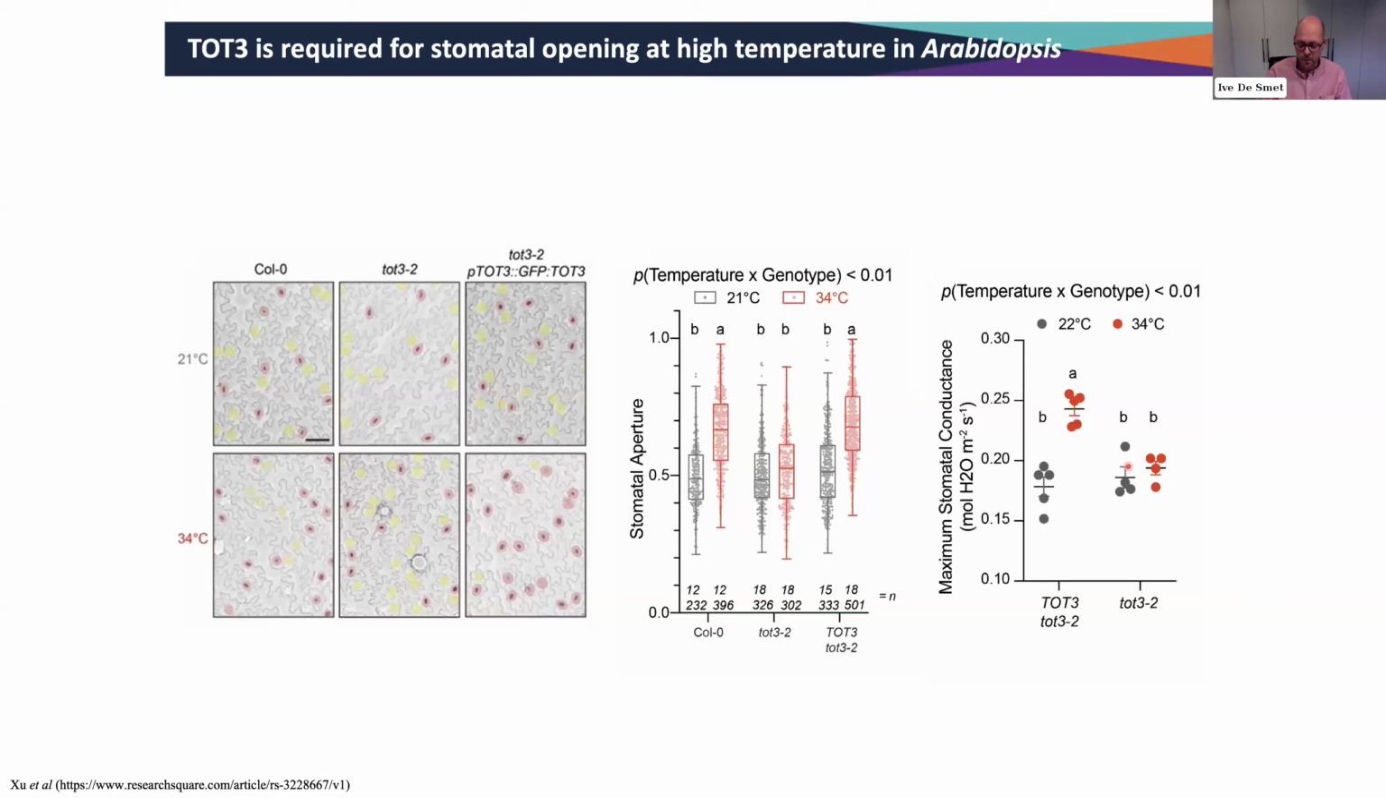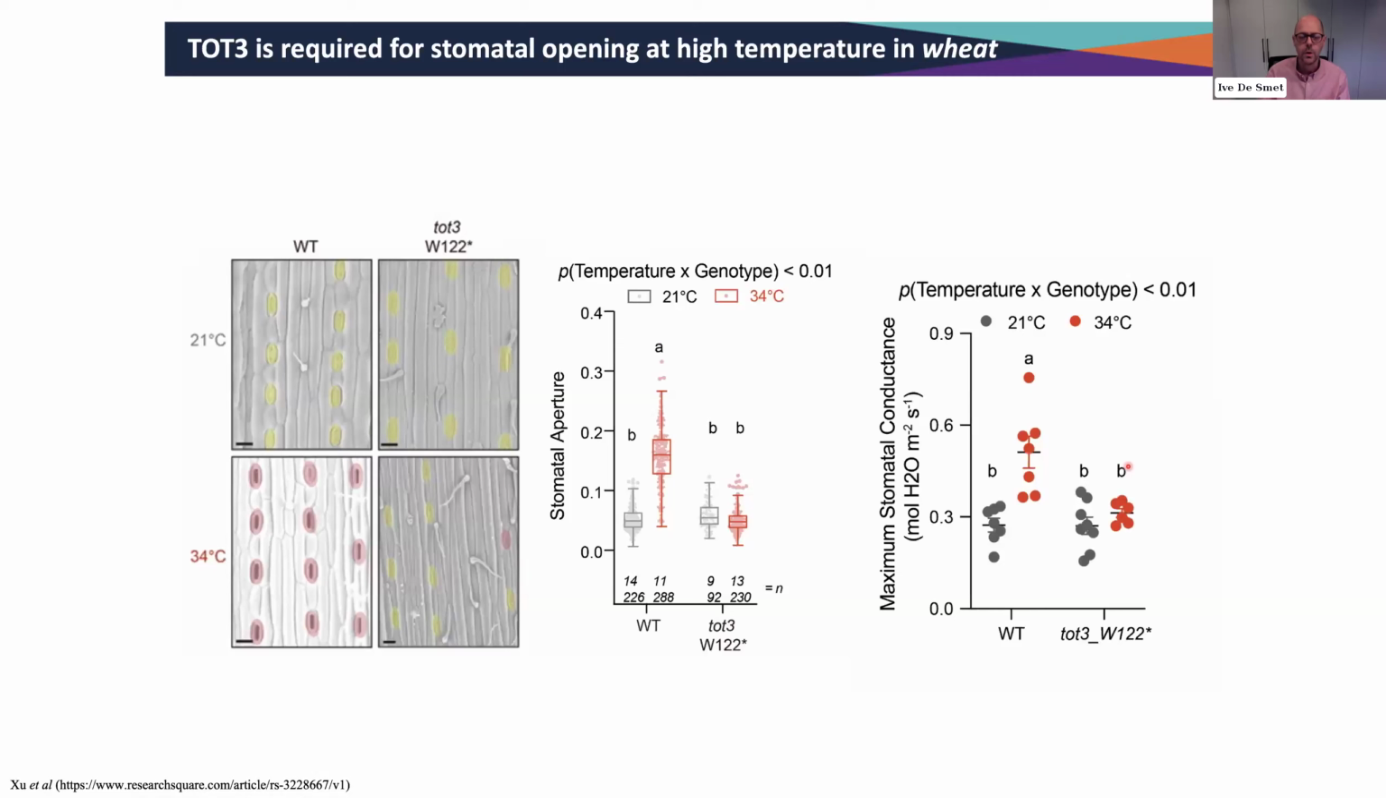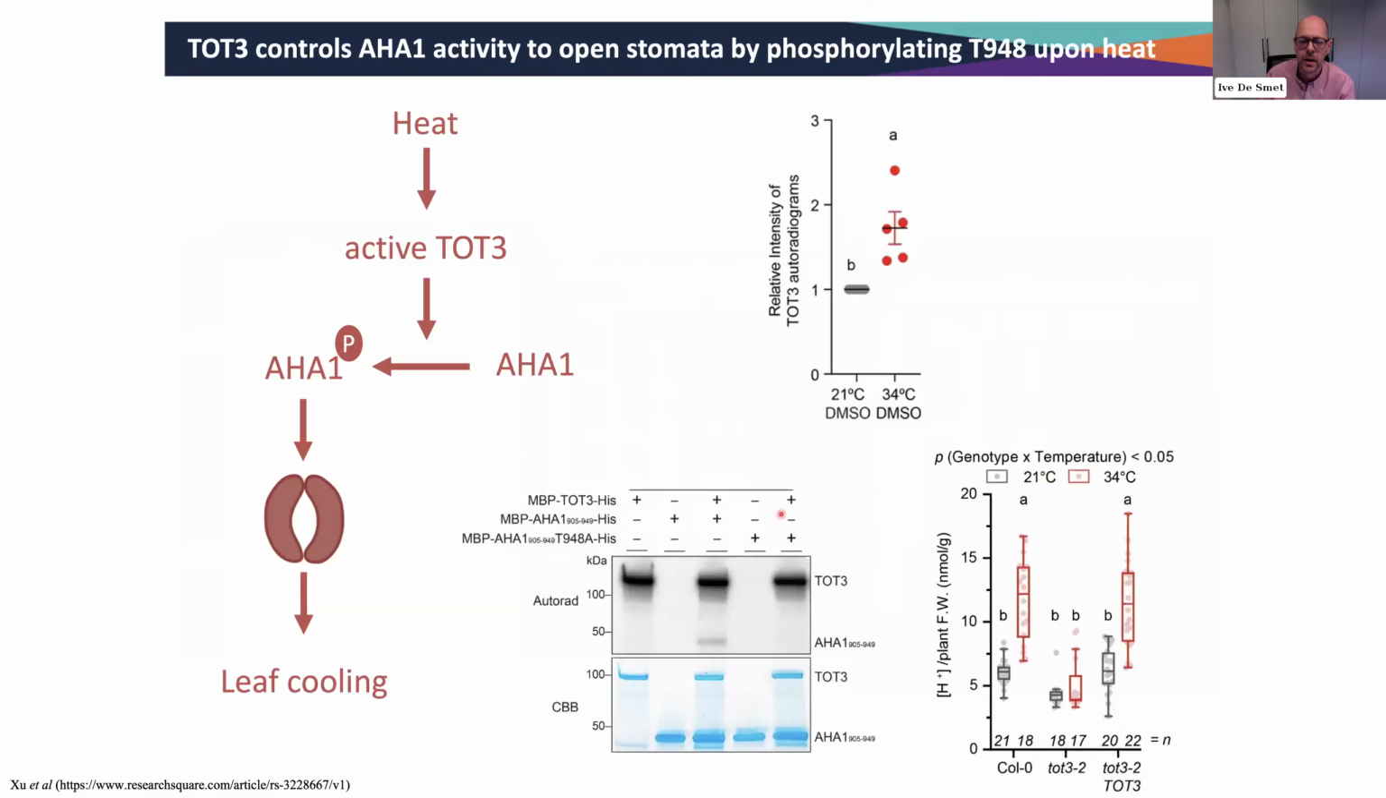So again, coming back to the question, is this conserved? We went to our tilling alleles for TOT3, and we indeed see that while the wild type is nicely responding both with respect to the stomatal opening and with respect to stomatal conductance, the mutant no longer shows any kind of response.